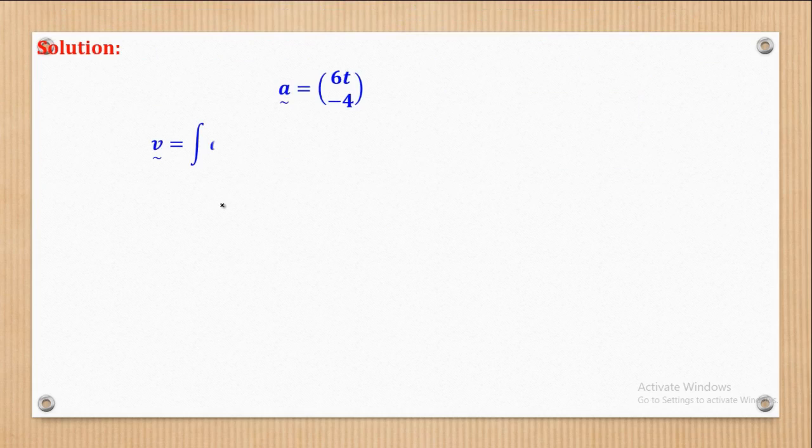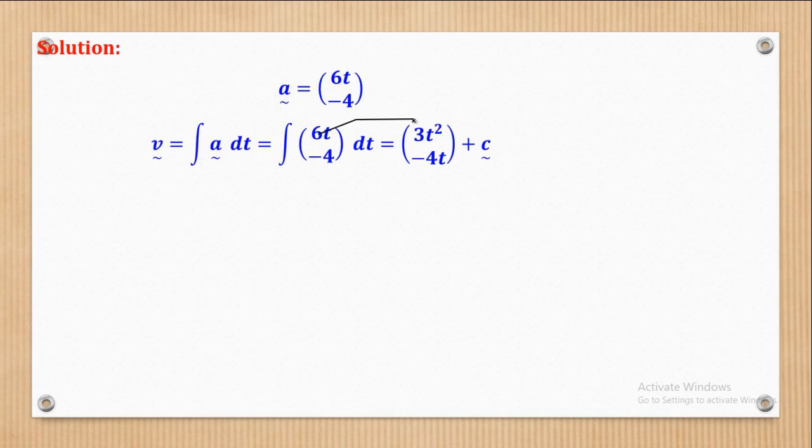So first of all, we know that acceleration is equal to 6, negative 4. Therefore, to get velocity, I have to integrate. So when I integrate acceleration, I'll integrate 6 to come up with 3t squared. Then I integrate negative 4 to come up with negative 4t. But don't forget the constant of integration. And this constant is also a vector, so you should not forget this tilde symbol here.